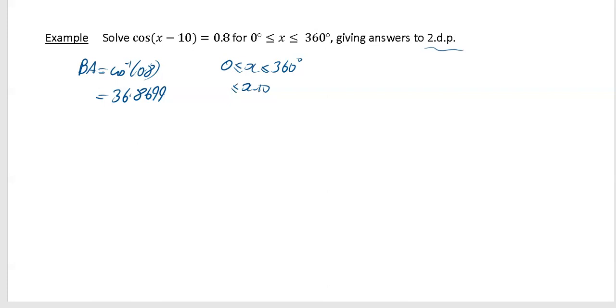That means you've got to do your 0 minus 10, which is minus 10, and your 360 minus 10, which is 350. Quite often it doesn't make a difference, but you'll see, the odd time you'll see why. We'll wait until that happens to explain that.